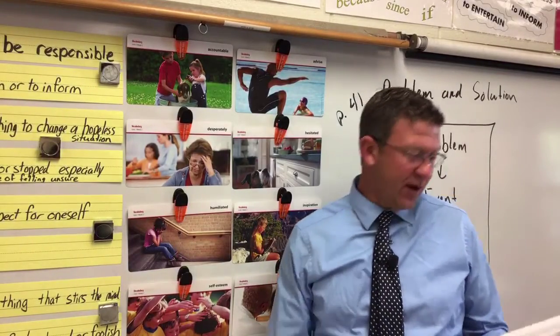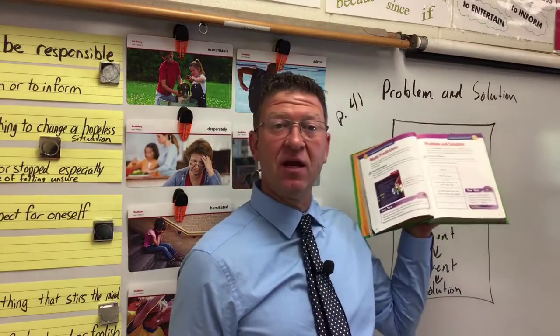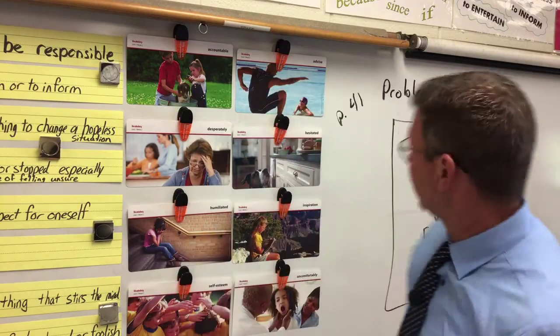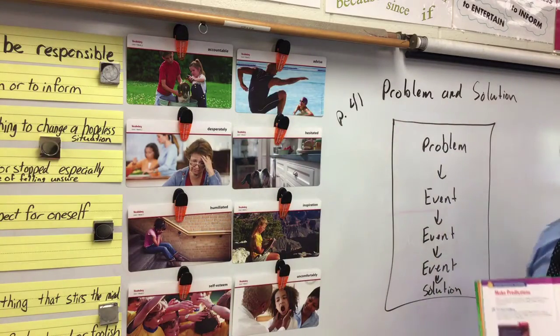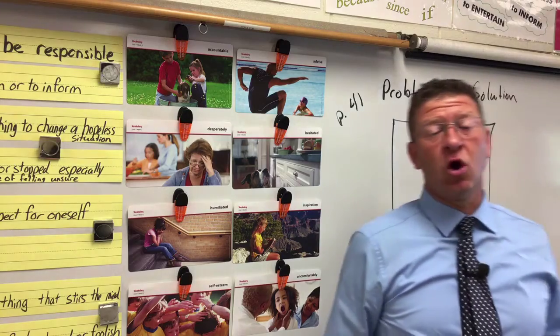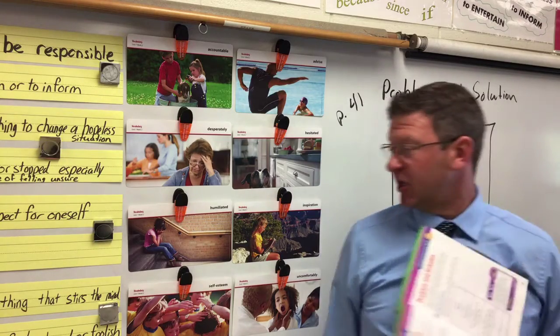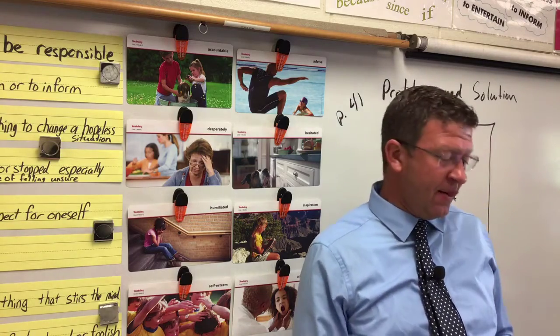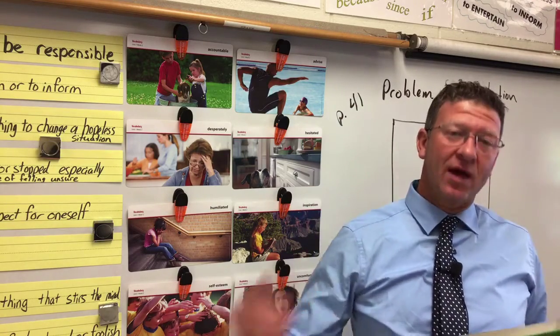All right, class. We got our last objective for today for reading. It's on page 41 of your small read. It's entitled Problem and Solution. Now, most all reading stories, especially realistic fiction, which our main read for this week is going to be, is going to have a problem, and we got to have a solution.